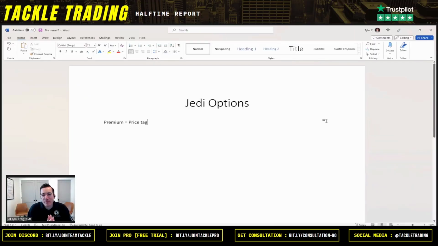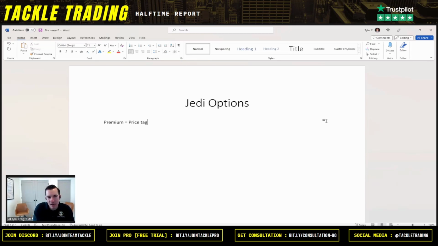All right, we're going to talk about how to look at the price tag of an option and understand why the option costs what it costs. So you're going to learn about premium, intrinsic value, extrinsic value by the time we are done. A little bit of typing and a little bit of drawing here in just a second.